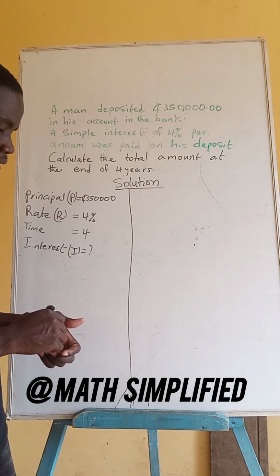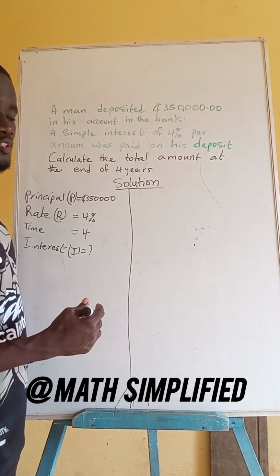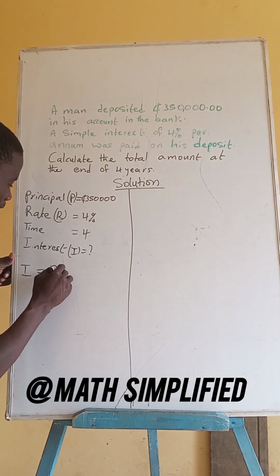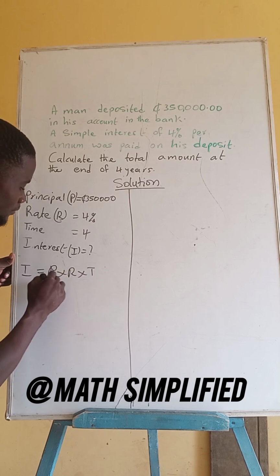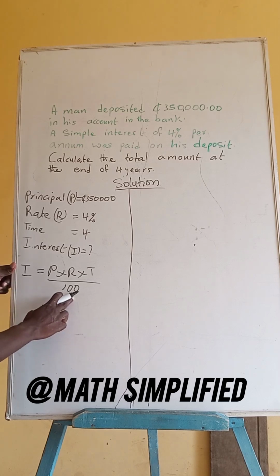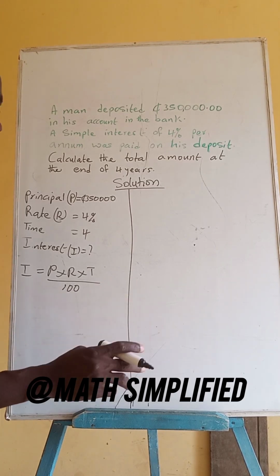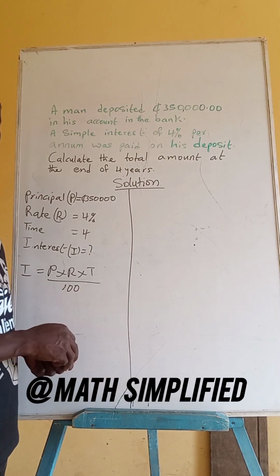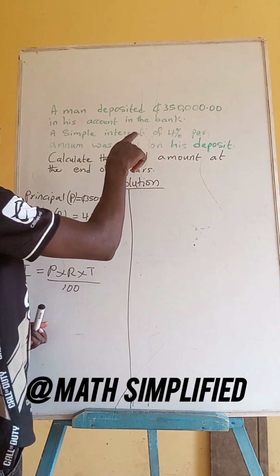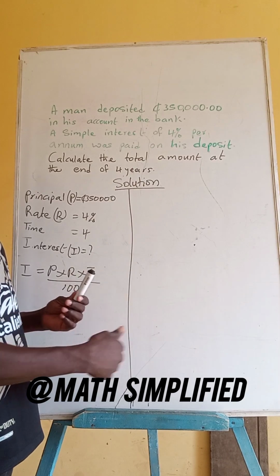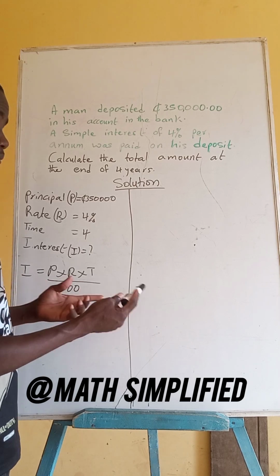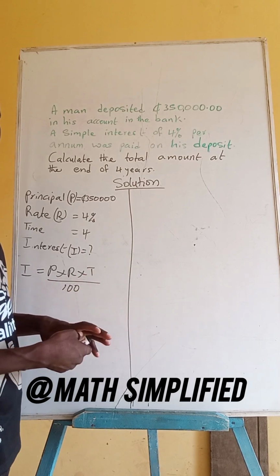So we are going to calculate the interest. In simple interest, interest I is equal to principal times rate times time, all over 100. This is the formula for calculating simple interest. When you take a loan from the bank, this is how they calculate the interest, and they add it to the principal, then you come back and pay later. The same thing here: the man deposited his money and the bank agreed to pay him 4% per annum. So we still use the same simple interest formula to calculate his interest at the end of 4 years.